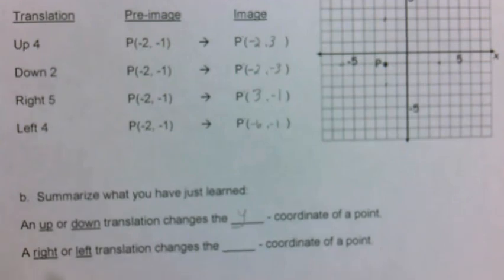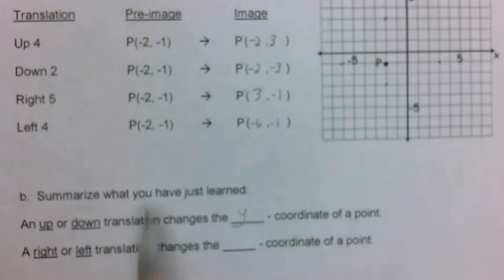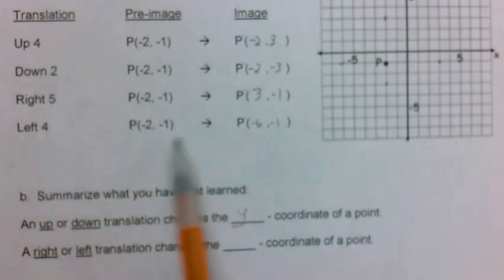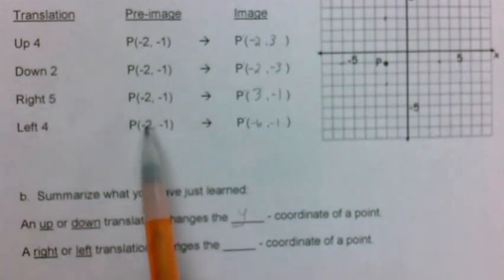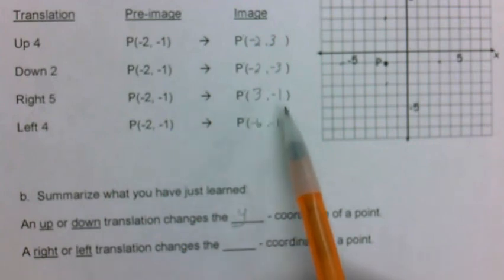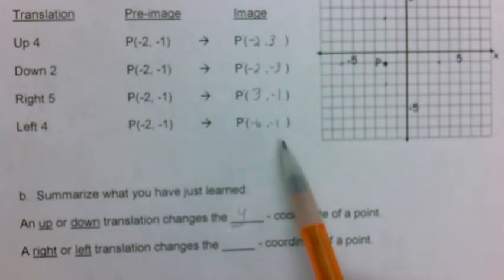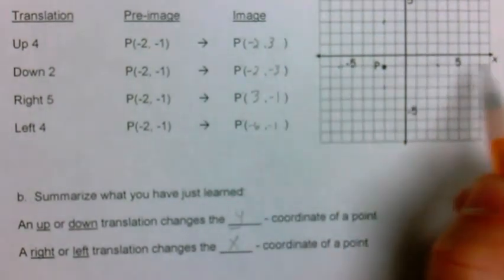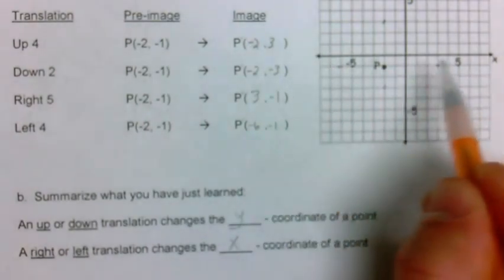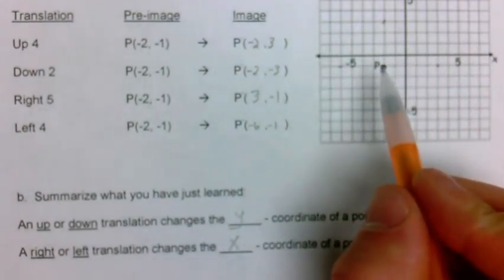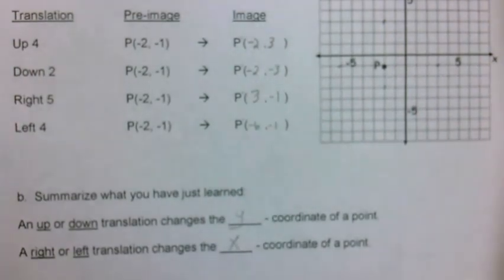So what happened with a right-left translation? Our original point P, -2, -1, was moved to either 3, -1 or -6, -1. Notice that this time the y-coordinate stayed the same, and it was the x-coordinate that changed. A right-left translation changes the x-coordinate of a point. And again, that makes sense because our axis moves horizontally left or right. So anytime that you're going to translate a point left or right, you're going to have to change the x-coordinate of the point.